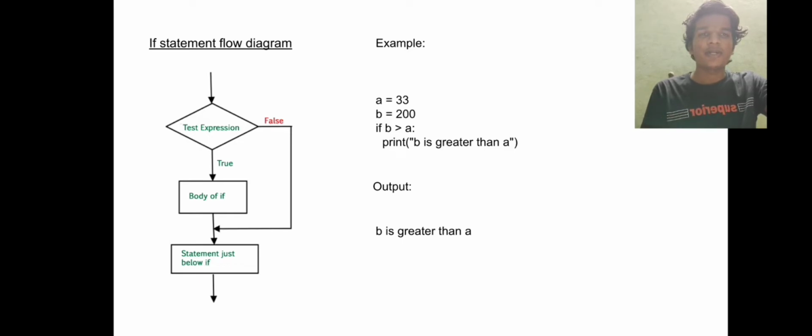Here we can go through an example for more clarification. Here a is equal to 33, b is equal to 200. If b is greater than a, print b is greater than a. If a is greater than b, we can print a is greater than b. But here 200 is greater than 33, so the output of this program is b is greater than a.